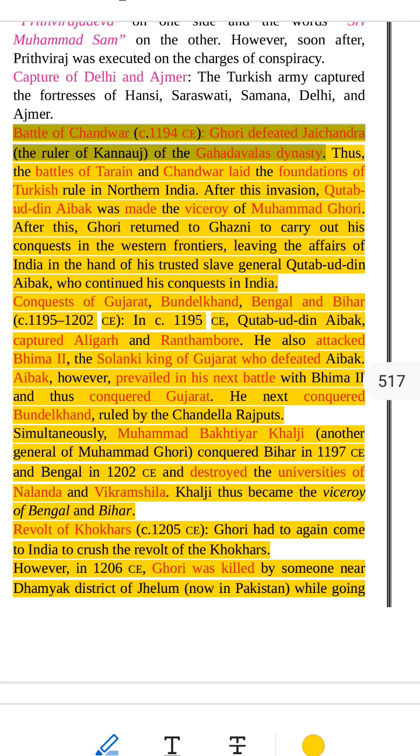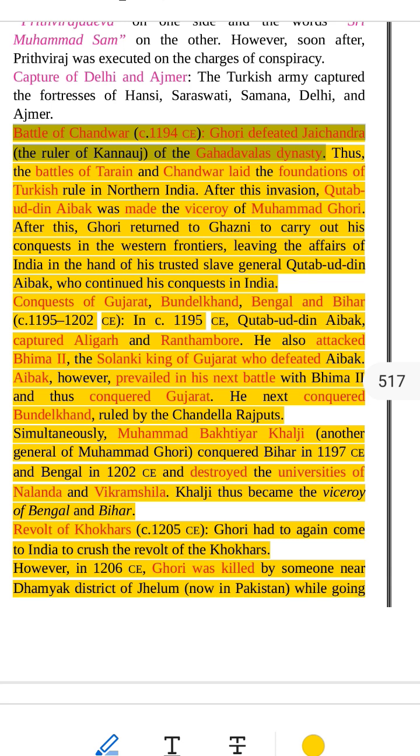He next conquered Bundelkhand, ruled by the Chandela Rajputs. He next conquered equals then he took over Bundelkhand, a region in central India. Ruled by, that was governed by, the Chandela Rajputs, a Rajput dynasty famous for building the Khajuraho temples. More areas were falling under Turkish rule one by one.